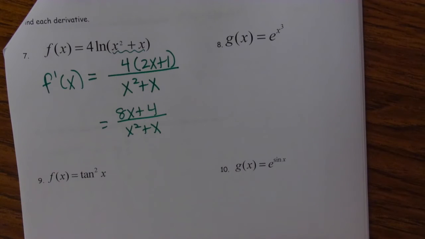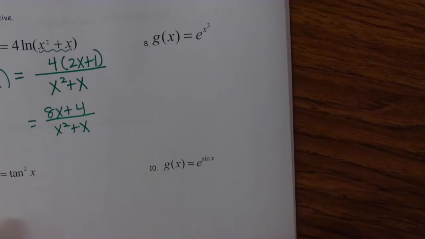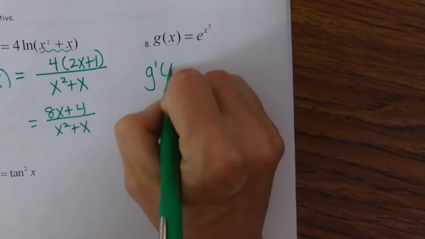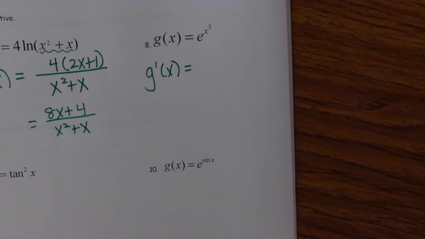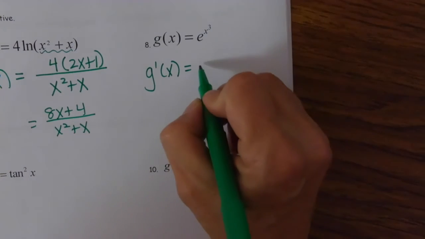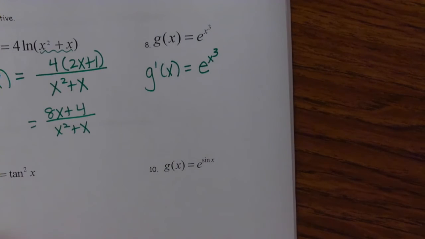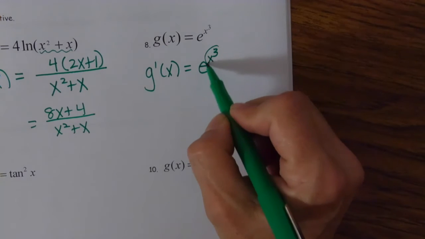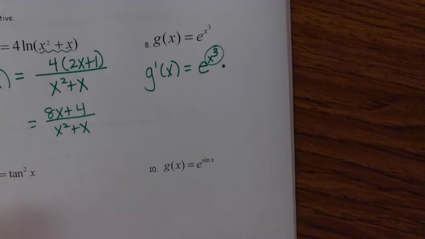Ooh, we haven't done an e yet. What do you think we do with an e? What's the derivative of e to the x? E to the x. So when you see a derivative, you write down exactly what you see. Always start off by writing what you see. Whatever's typed, you write. Now, this is more than just x, so now we have to take the derivative of the exponent. What's the derivative of x cubed?